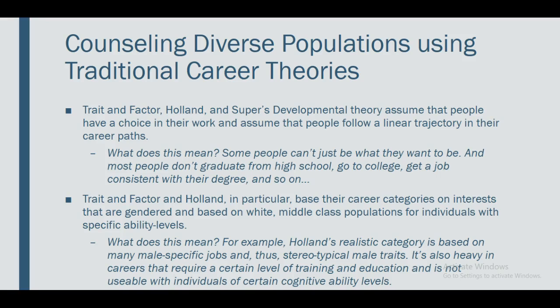What does this mean? For example, Holland's realistic category is based on many male-specific jobs and thus stereotypical male traits. It's also heavy in careers that require a certain level of training and education and is not usable with individuals of certain cognitive ability levels. We also, and when I say gendered, we also need to consider that gender is more than being just male or female.